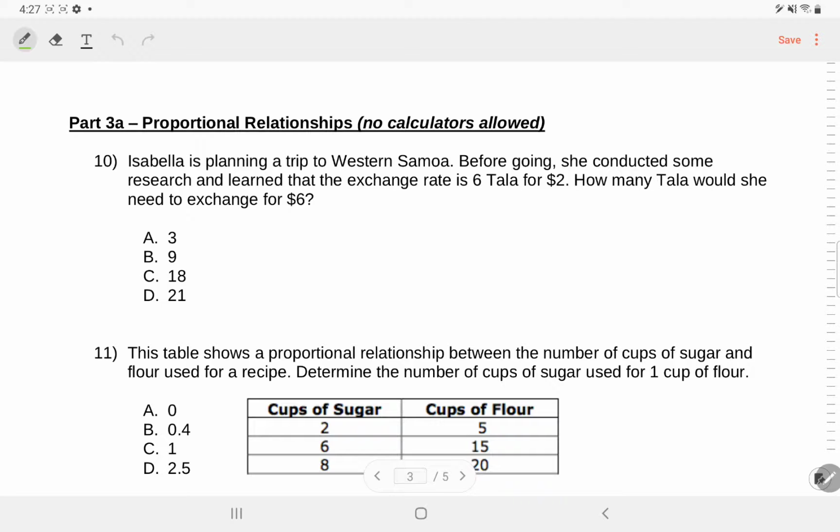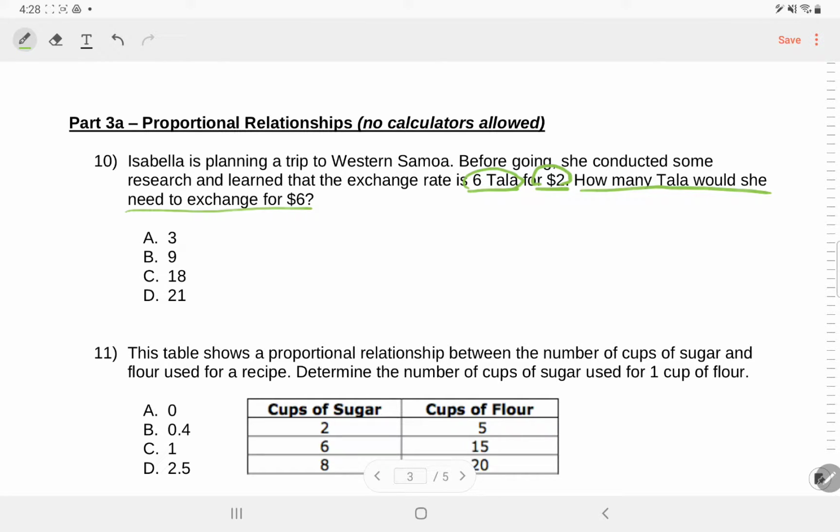Okay, so for part 3A, proportional relationships, no calculators allowed. Isabella is planning a trip to Western Samoa. Before going, she conducted some research and learned that the exchange rate is 6 tala for $2. How many tala would she need to exchange for $6? Okay, so we circled the important information and then we underlined the question.